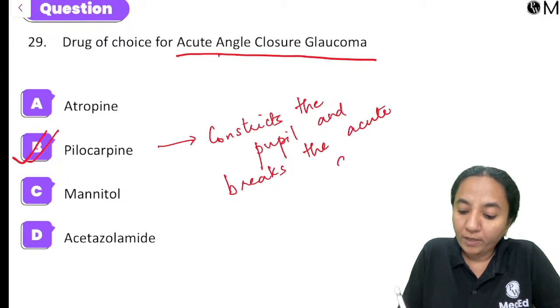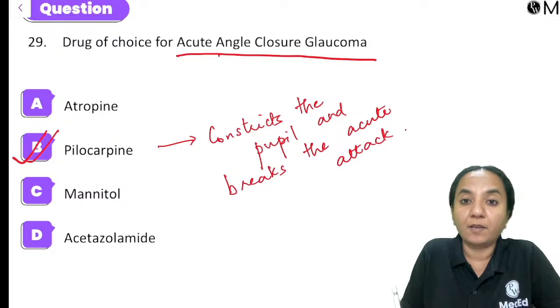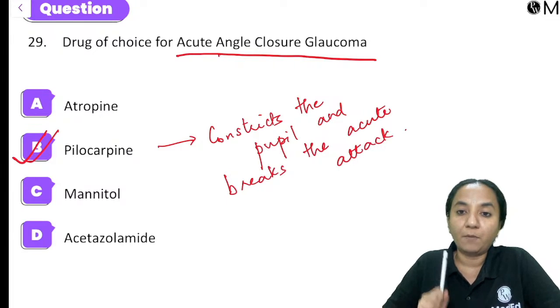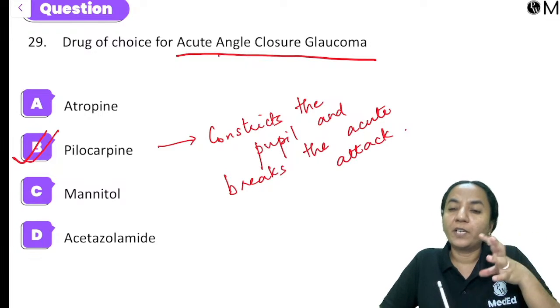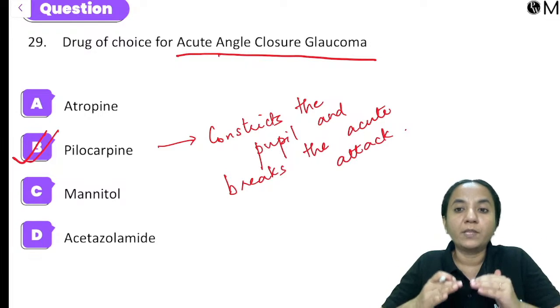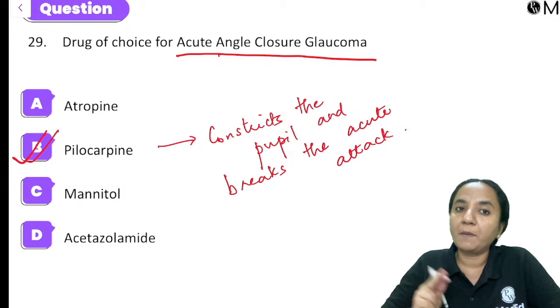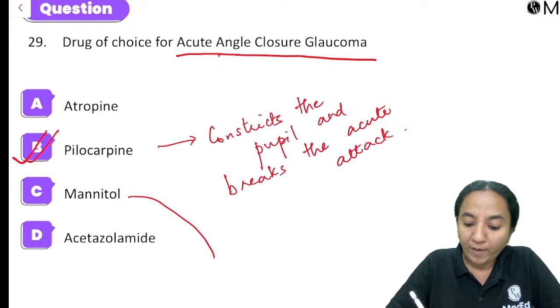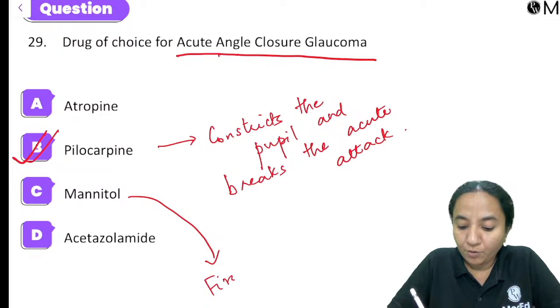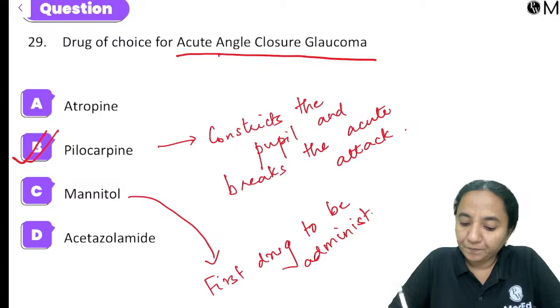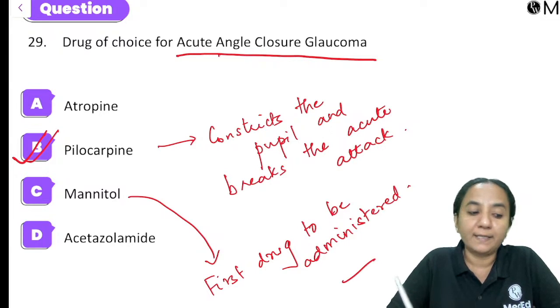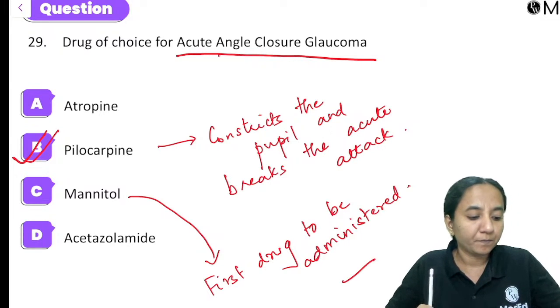But this is not the first drug to be administered. Why is it not the first drug to be administered? Because it cannot act if the pressure is more than 40. So first you have to give a drug which is going to reduce the pressure, bring it below 40, so that pilocarpine can act. So if the question is, what is the first drug to be administered? The answer is mannitol. The first drug to be administered in acute ACG is mannitol. And what is the drug of choice? The answer will be pilocarpine.